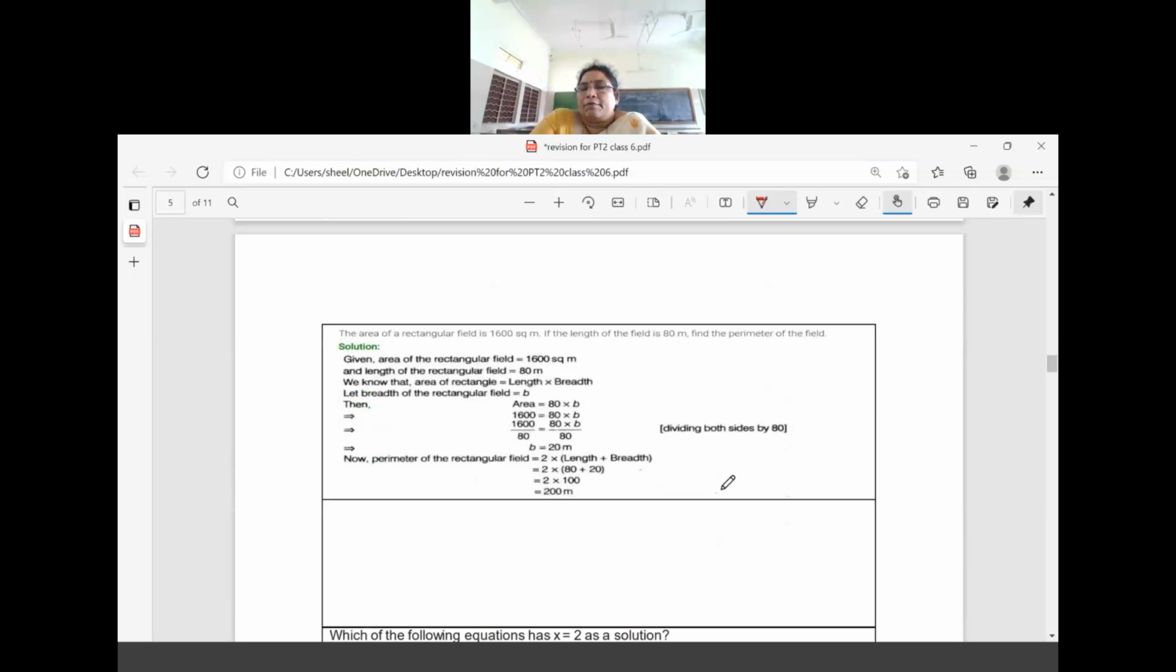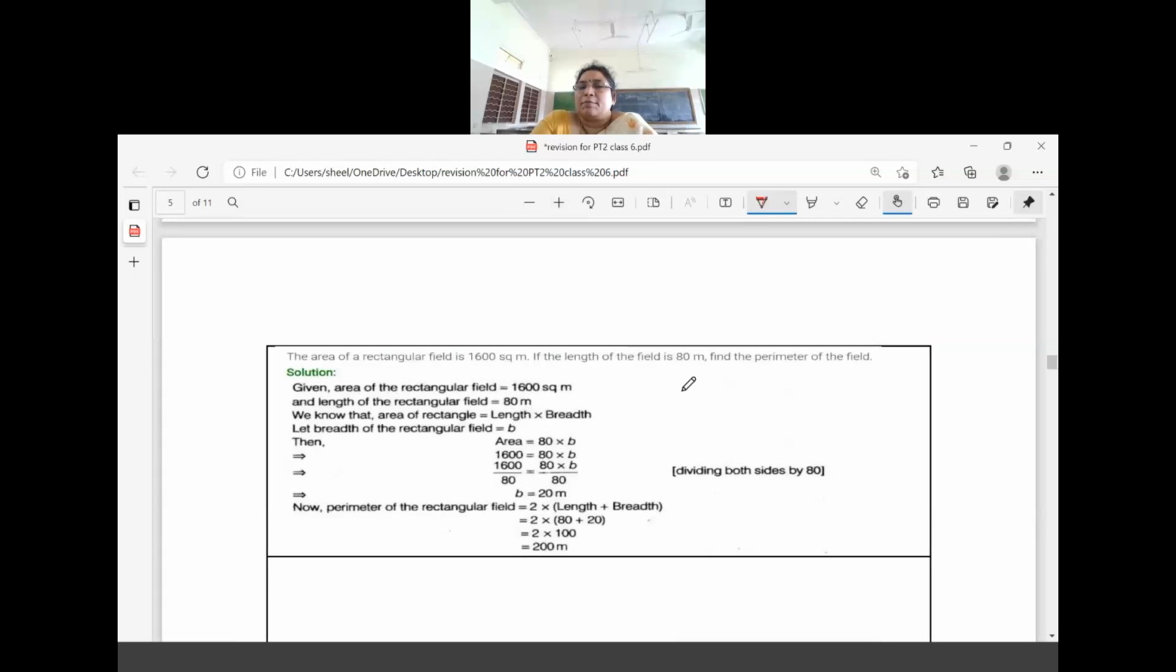The area of the rectangular field is 1600 square meter. The length of the field is 80 meter. Find the perimeter. What is given? Area is given. Which is the shape? Rectangle. Now the length is given. So what can you calculate? We can calculate the breadth. What is the formula for area?